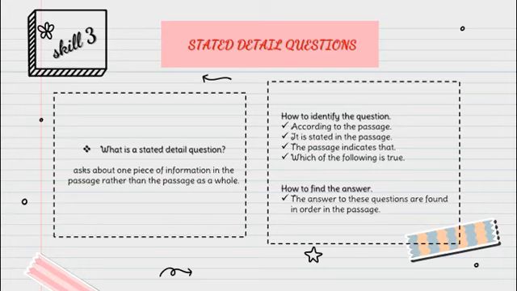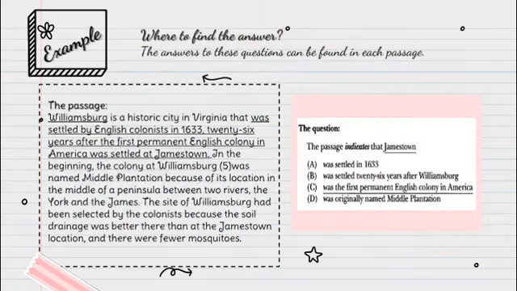If there are stated detail questions, students should identify those. How to identify the question? According to the passage, it is stated in the passage, the passage indicates that, which of the following is true? How to find the answer? The answers to these questions are found in order in the passage. Example. Where to find the answer? The answers to these questions can be found in each passage.